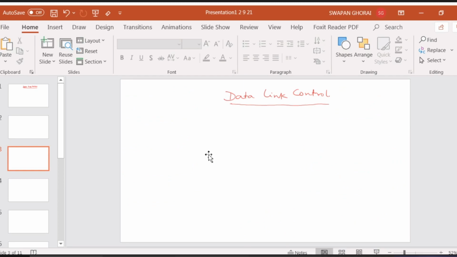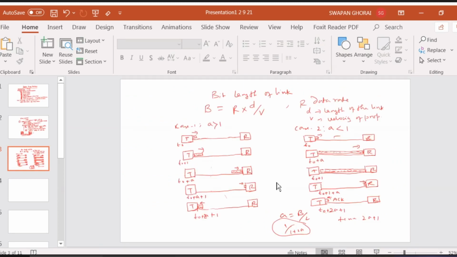If you have any questions regarding this stop and wait flow control, you can ask. Does anyone have a question? Tell me if there are none, and I will stop.